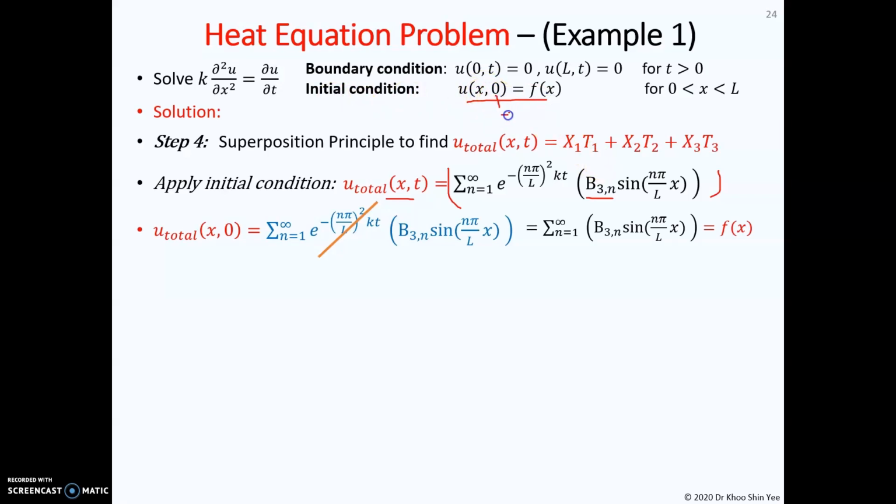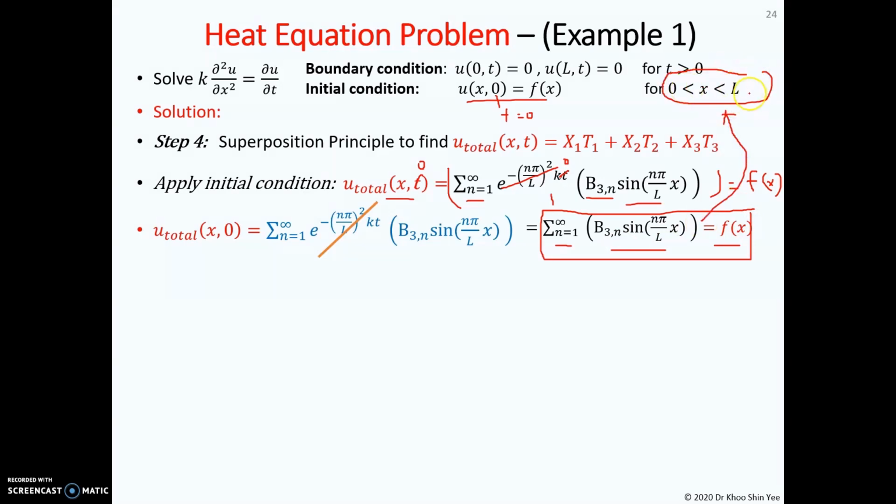So in this case, you have t equal to 0, then you obtain u equal to f(x). Substitute t equal to 0 inside, so exponential 0 gives you 1, and the whole term here will become f(x). Therefore, you only have the summation, the sine term here, equal to f(x). So this is the new equation, and your x has a finite interval from 0 to L. So how can we obtain the coefficient here?